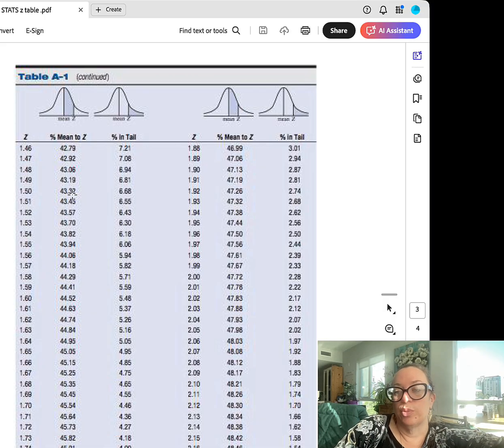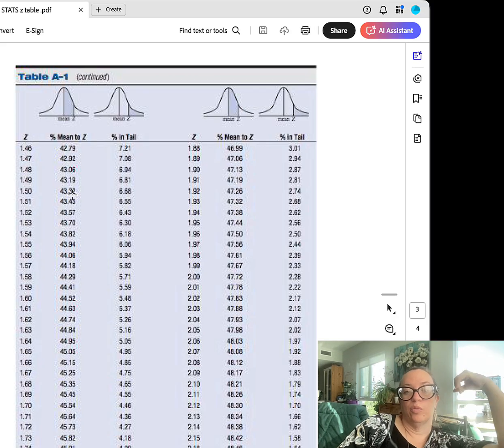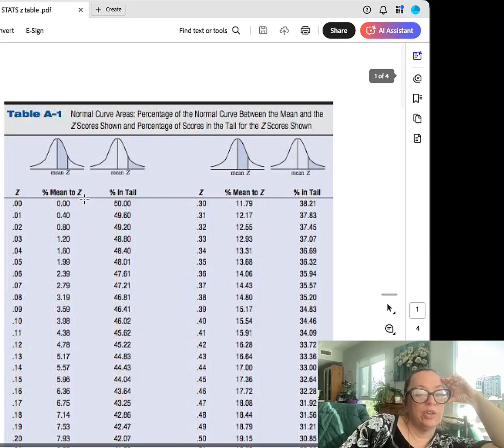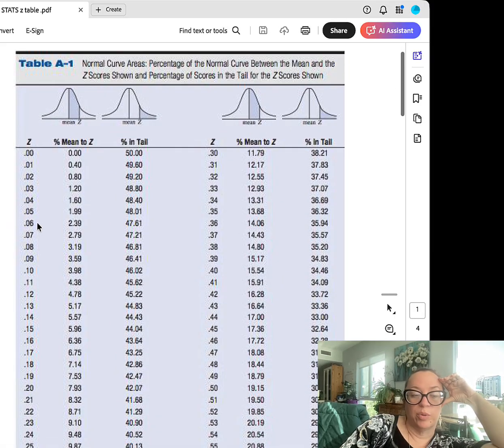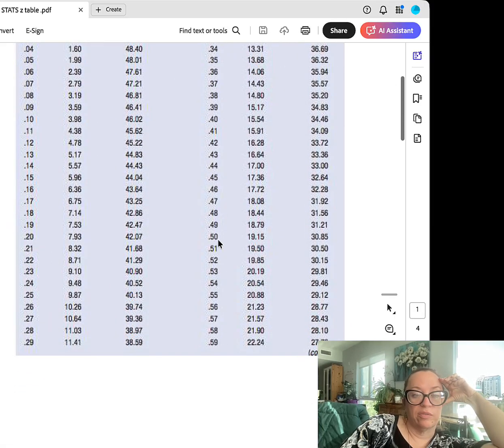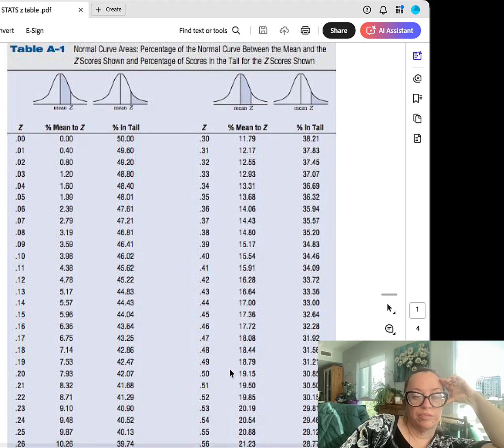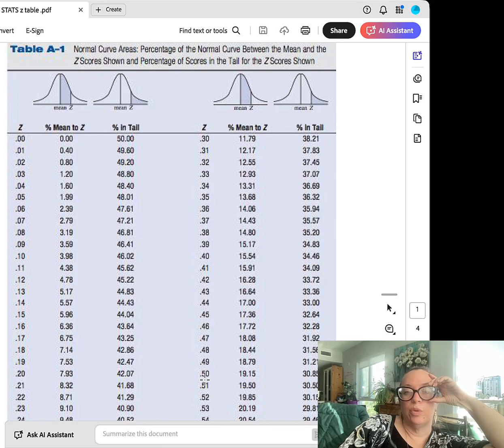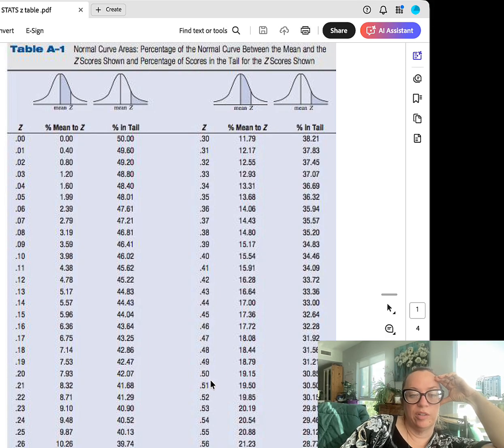So 43.32% fall between 0 and 1.5. So let's make it a little complicated. What about between a z of 0.5 and a z of 1.5? Okay, so we know if we go up to 0.5, let's find not 0.05, 0.5, okay? All right, so we want to know how many are between 0.5 and 1.5.